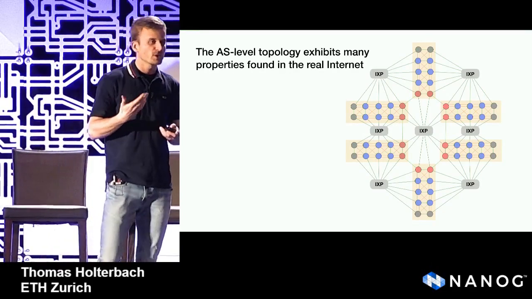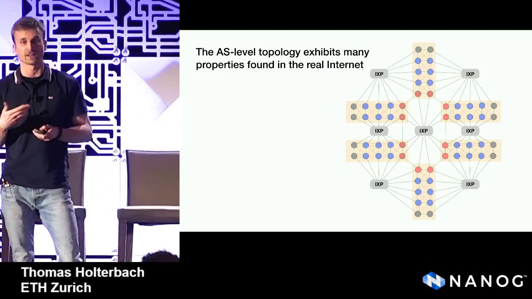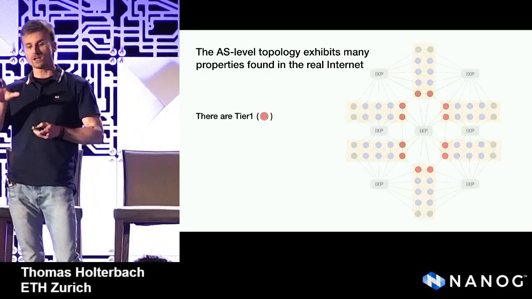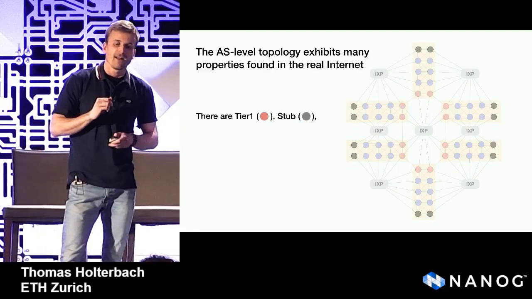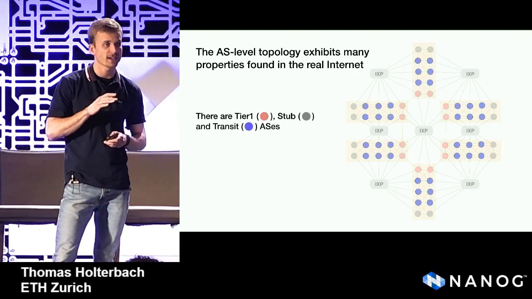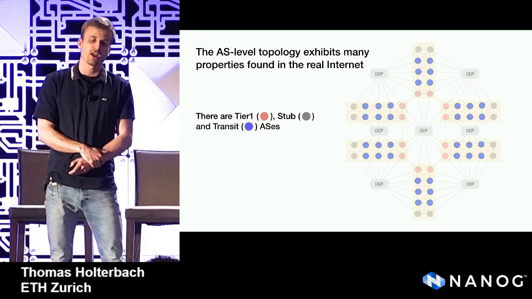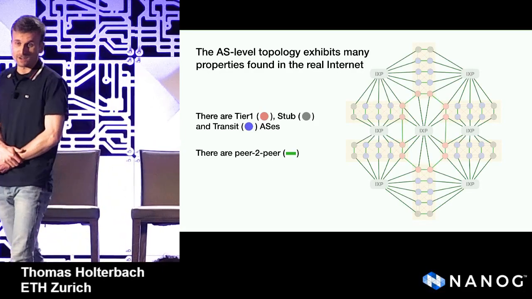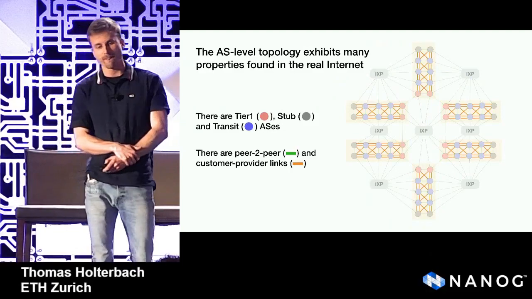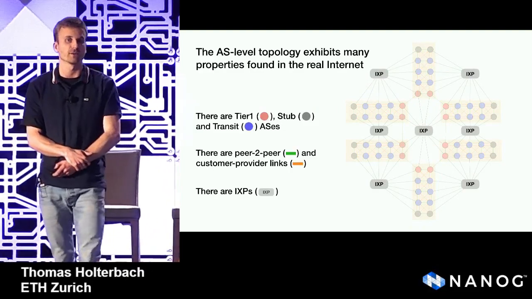When we design a topology, we always try to make it such that it exhibits the same properties that we also find in the internet. So here, for instance, there are tier 1 ASes in red. In the middle, they are connected in a full mesh fashion. There are stub ASes in gray. They don't have customers. There are transit ASes in blue. Those have customers and providers and peers. The ASes are connected via peer-to-peer links in green here, or via customer-provider links in orange. Finally, we have some IXPs in gray here that interconnect the different regions together.